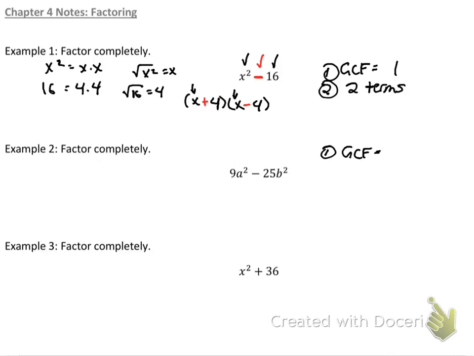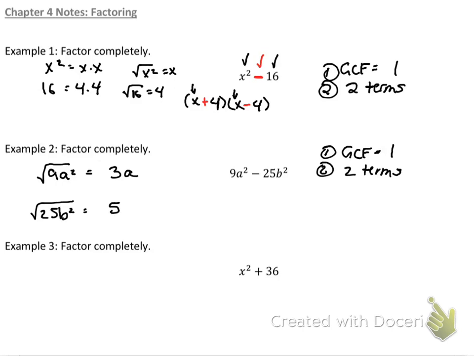For this next example, we want to find our GCF. Again, pause this if you want to do this without me. So our GCF in this case is 1. And again, we have 2 terms. Are they perfect squares? Well, let's think about it. What's the square root of 9a squared? Well, the square root of 9 is 3, and the square root of a squared is a. How about 25b squared?